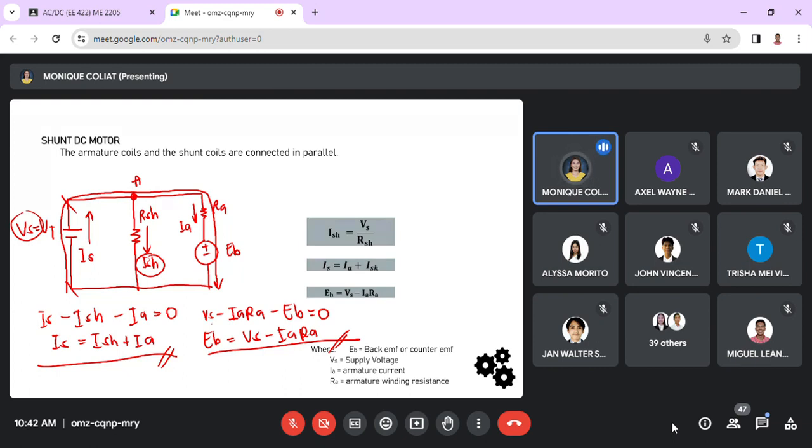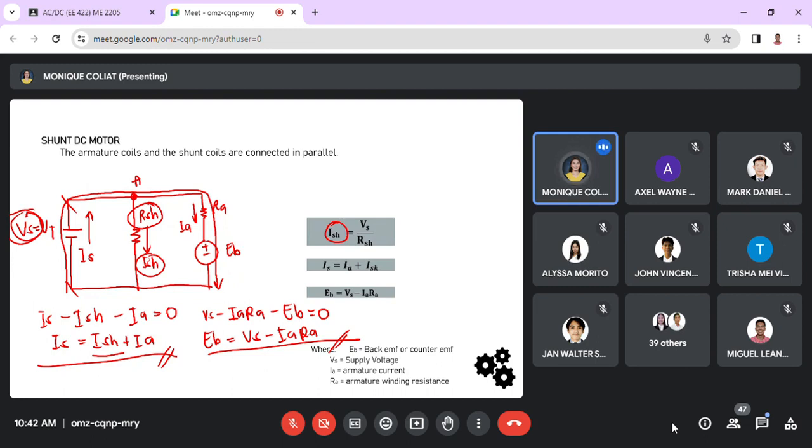Then we have ISH. So, saan makukuha si ISH? That is from Vs over RSH. Why? Because RSH and the source voltage are in parallel. That's why the voltage across RSH is equal to the voltage here, or the source voltage. So you can get your current or ISH using this. So we have Vs over RSH.